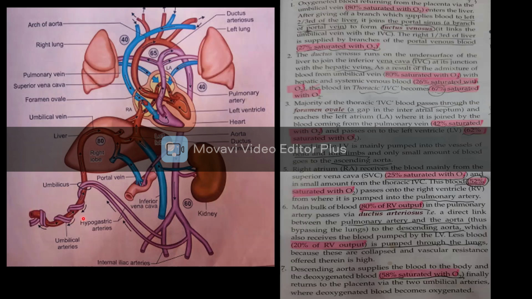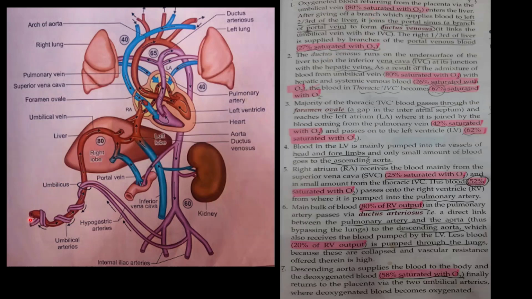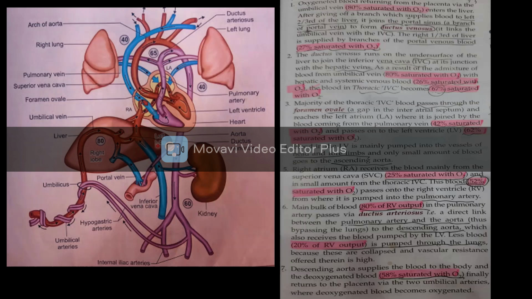So the umbilical vein carries 80% oxygen saturated blood which enters the fetus, and first it gives a branch to supply the left two-thirds of the liver. The right one-third of the liver is supplied by the portal vein.